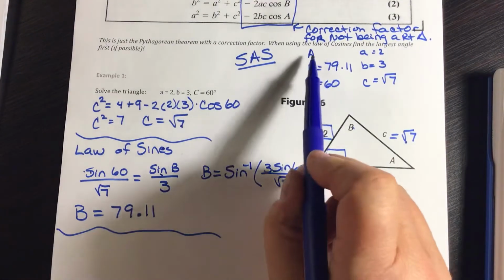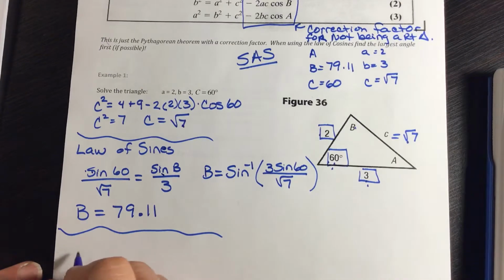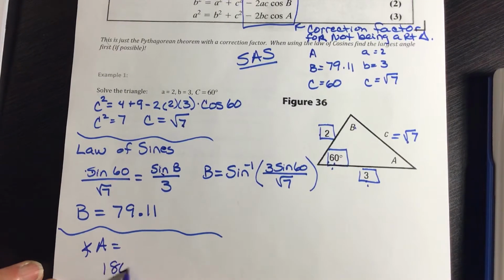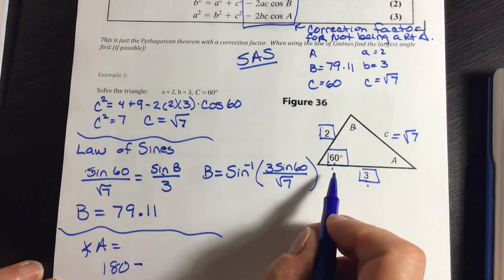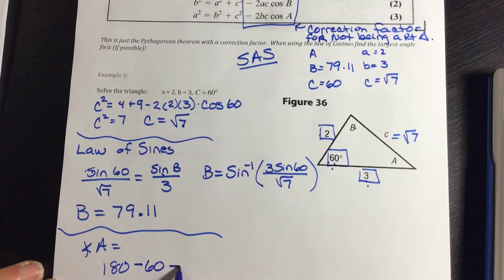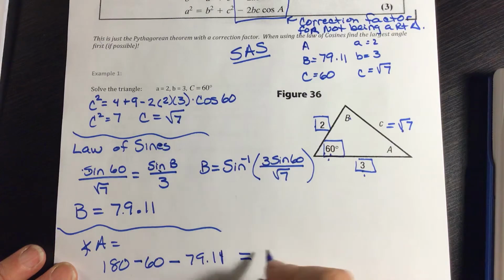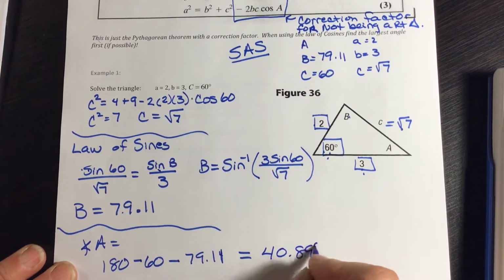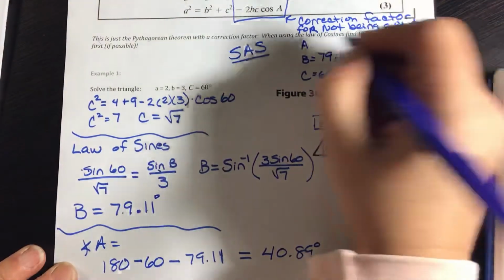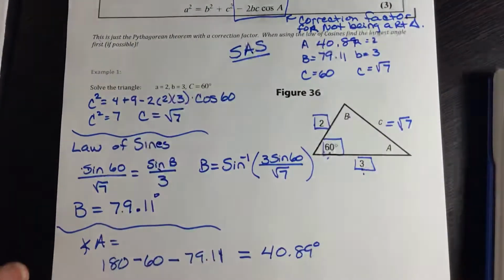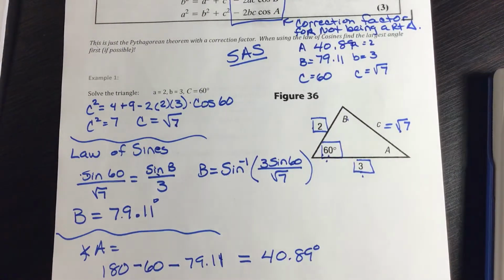the law of sines ratio again, or I could just, for angle A, that's going to be 180, the sum of all the angles, minus 60, and then minus 79.11. And when I subtract them, angle A is going to equal 40.89. So angle A is 40.89, and now I have all of the sides and angles of the triangle.